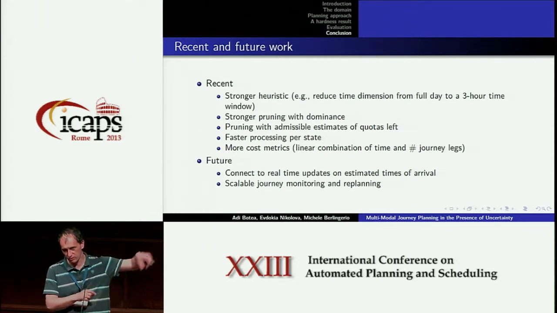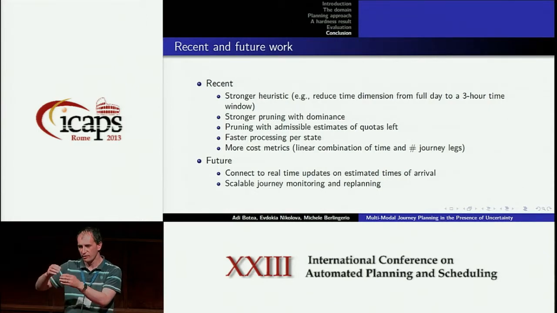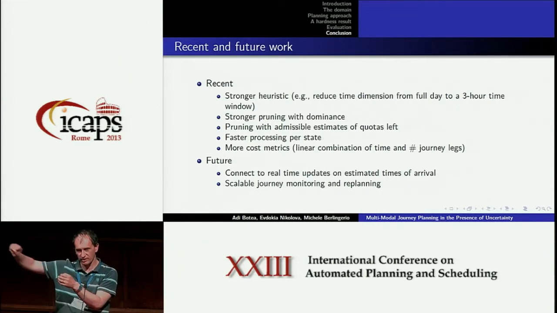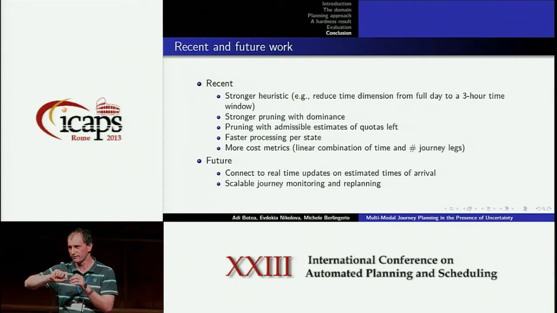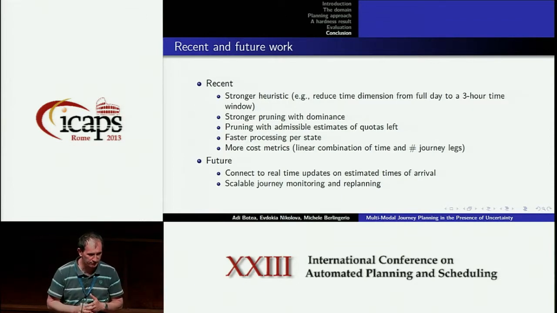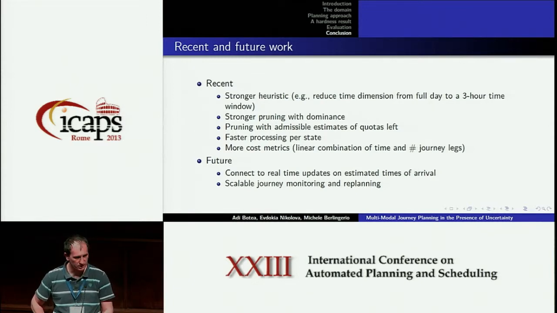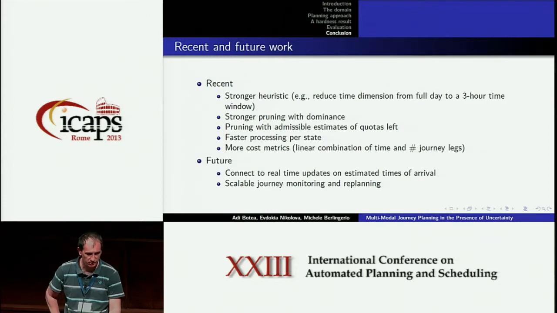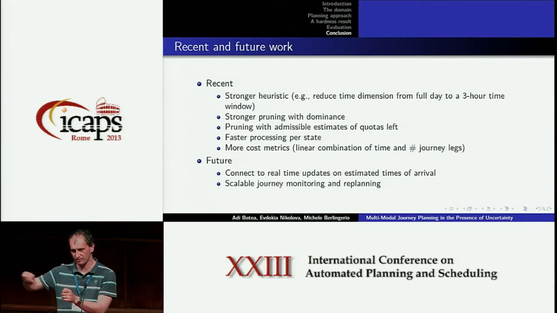So in a given state, we look at the quotas we spent so far. We add that to the admissible estimate of the quotas needed to achieve the destination, and if that is greater than the maximum quota allowed by the user, then we can prune. That is quite effective in some cases. And processing per stage has been improved, and it's a lot faster now, and we consider more cost metrics, such as linear combinations of time and the number of legs in a journey, both being quite relevant in practice, I think.